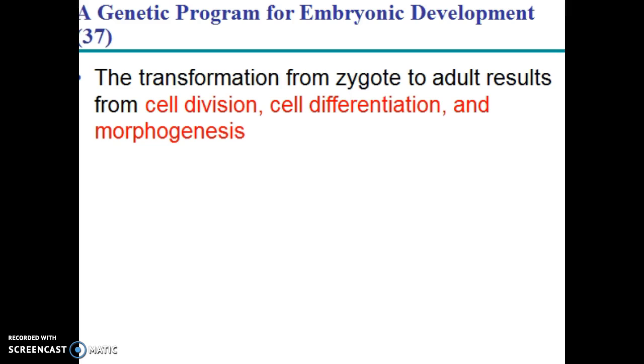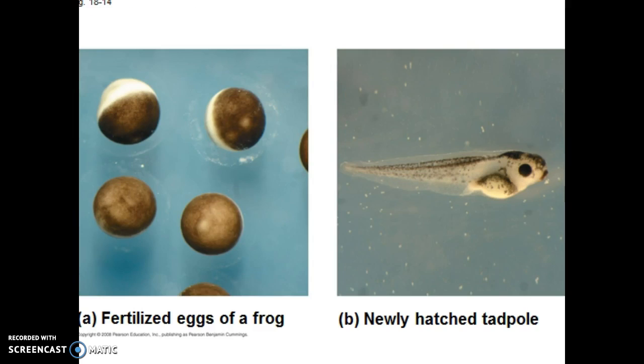But looking at 37, what three processes lead to the transformation of a zygote into the organism? They are these three that I have highlighted in red: cell division, cell differentiation, and morphogenesis. Expanding upon what we were just talking about, we can see the fertilized eggs of a frog here. Obviously the cells in the image on the left have undergone many mitotic divisions in the course of 4 days to produce the tadpole on the right. So from this state to this state, it's 4 days.